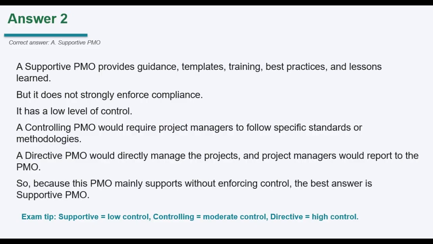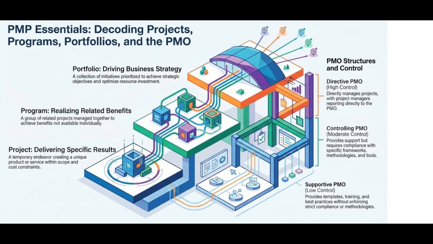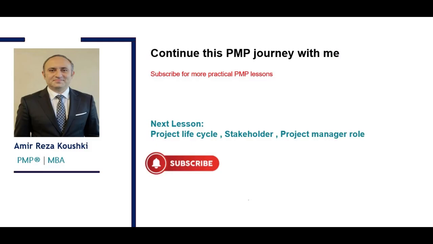If you understand the level of decision-making, PMP questions become much easier. Project is about delivery. Program is about related benefits. Portfolio is about strategy. And PMO is about standards, support, governance, and control. That was lesson 2 of this PMP preparation series. Today, we learned the difference between project, program, portfolio, and PMO.